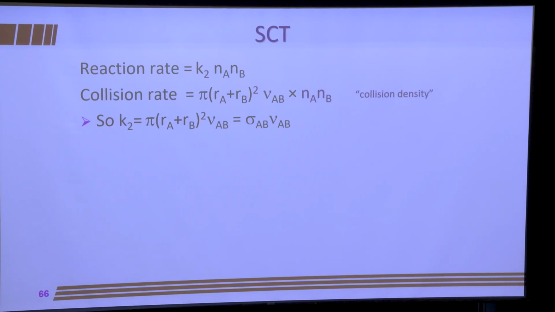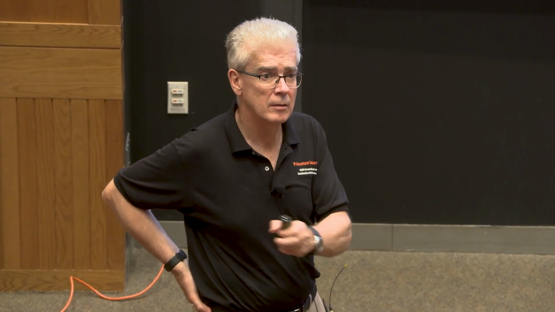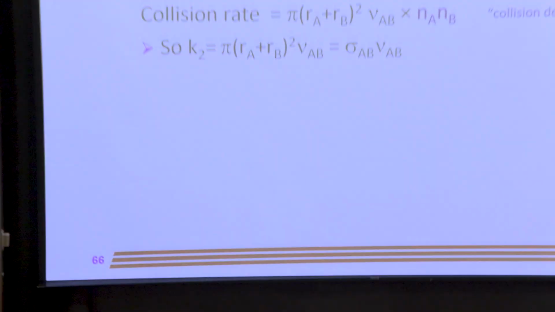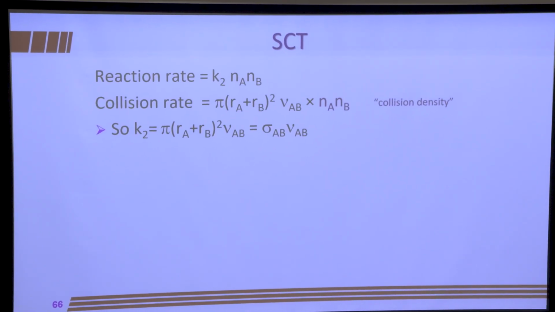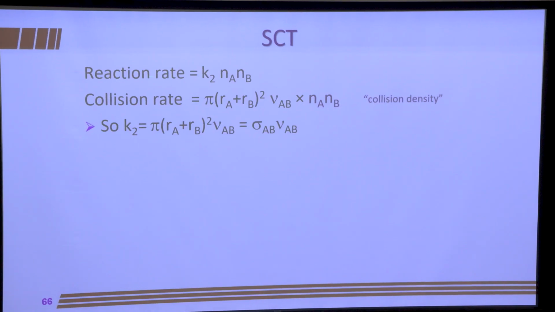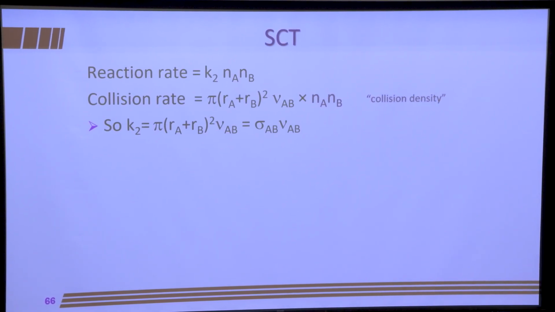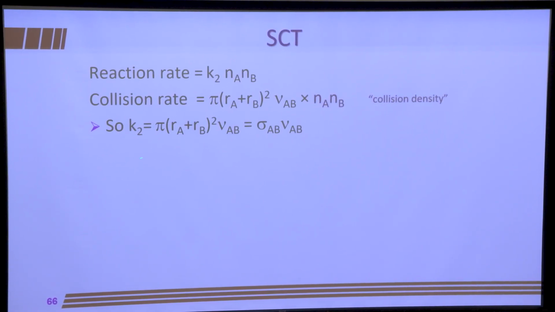So if volume is 1, we can use concentration. But actually, the proper definition of rate of reaction is the number of moles of each reactant, not concentration of each reactant. So in this case, it's K2 times the number of moles of A times the number of moles of B. So if this is the reaction rate and this is the collision rate, then the rate constant is equal to pi (RA plus RB) squared times nu AB. And that's equal to the collision cross-section AB times the velocity AB, nu AB.